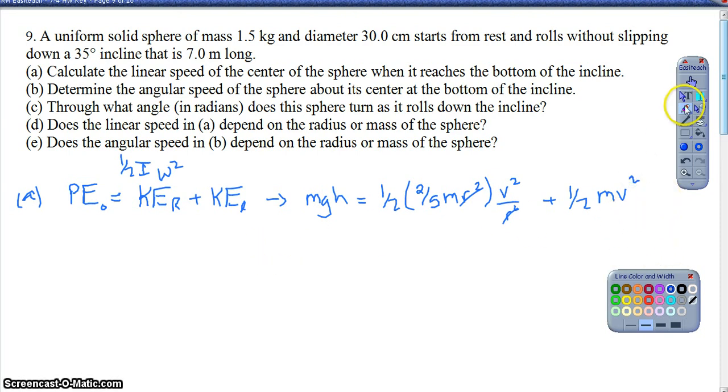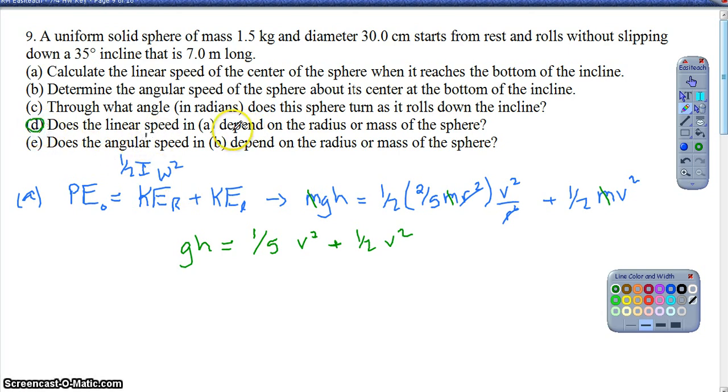If I look at this equation, not only was I able to cancel out the radius, but the potential energy and both forms of kinetic energy all depend on the same mass. So if I divide everything by that same mass, I can drop it out of the equation too. I get g times h equals 1/5, since 1/2 times 2/5 is 1/5, v squared, plus 1/2 v squared. At this point, it's very clear that my linear velocity, v, relates solely to the height and the acceleration due to gravity. That actually helps me answer part D.